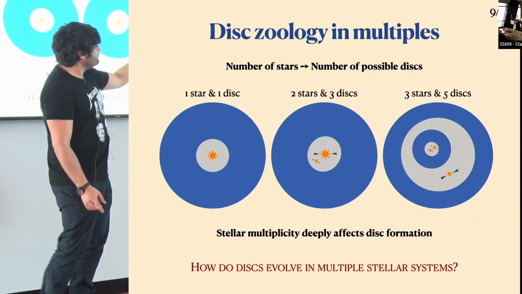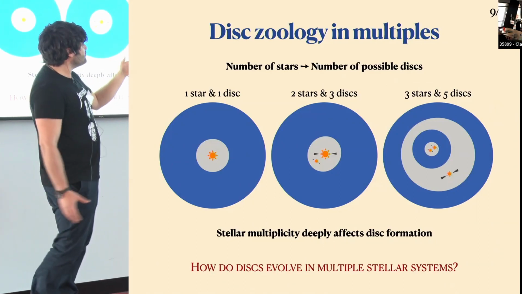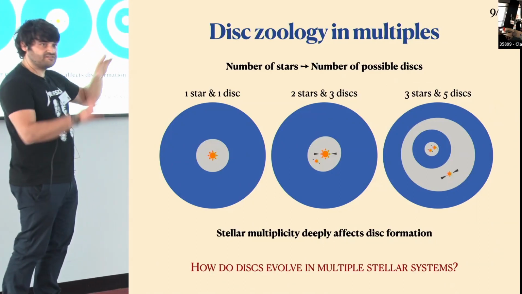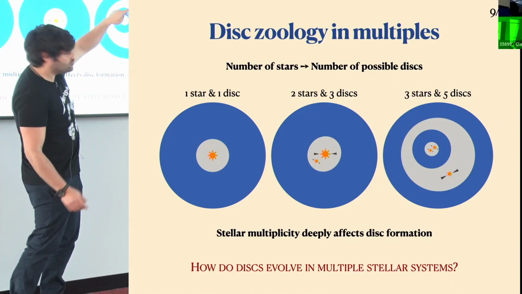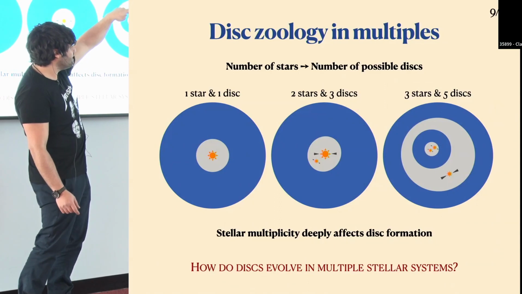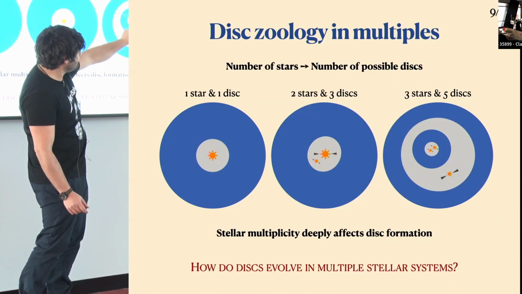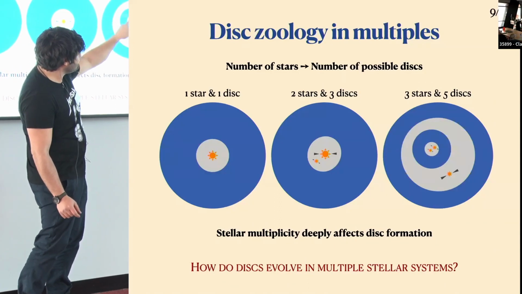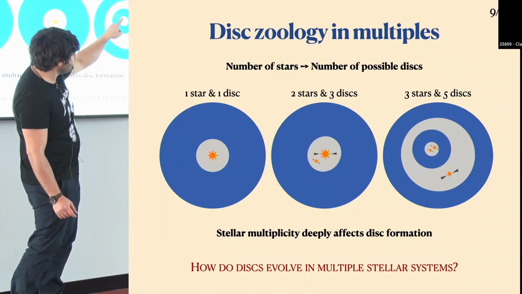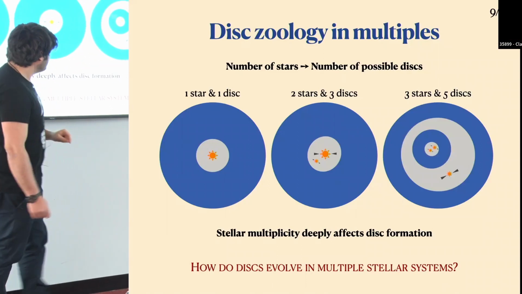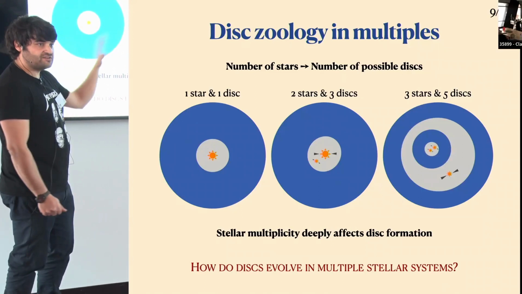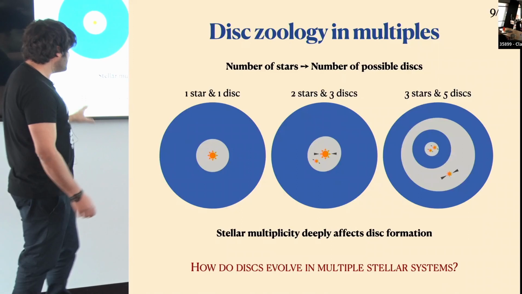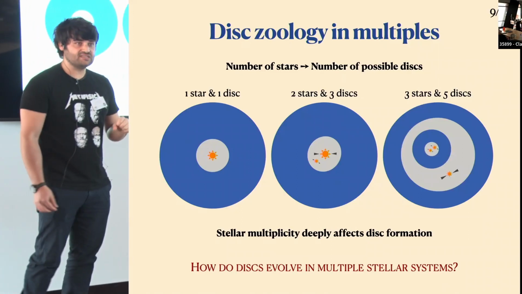And when you go to three stars, things get a bit more complicated. You can have up to five disks if this is in a hierarchical configuration, which means basically that the distance between these two inner stars, so we call this the inner binary, is much shorter than the large distance between the inner binary and the outer companion, right? So we see that based on the number of stars, you might have different arrangements. And we will try to see how disks evolve in multiple stellar systems.